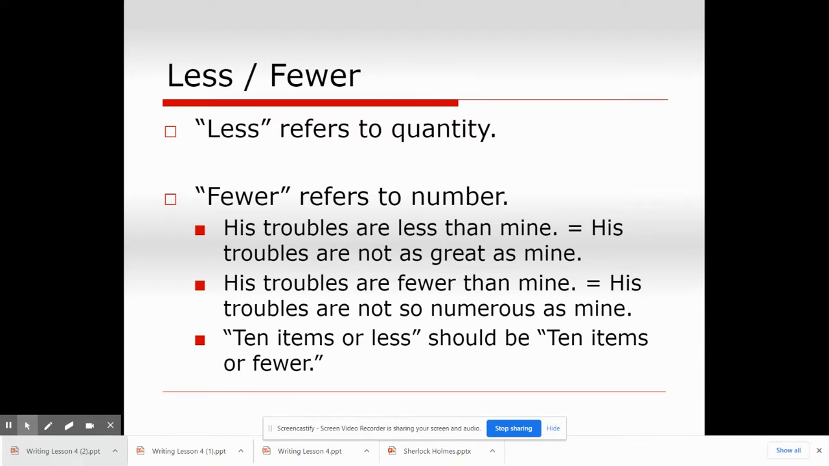Less versus fewer. Less refers to quantity. Fewer refers to number. His troubles are less than mine equals his troubles are not as great or as important as mine. His troubles are fewer than mine equals his troubles are not so numerous as mine. 10 items or less should actually be 10 items or fewer because you're referring to number there, not quantity.